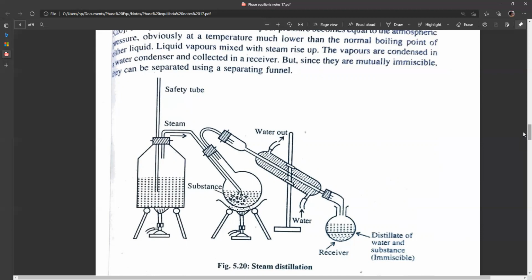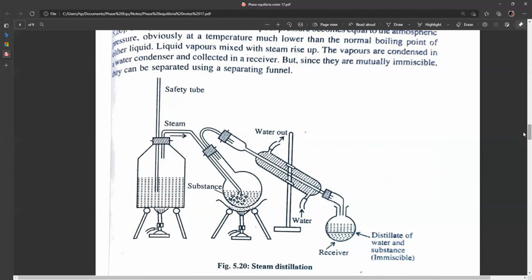The liquid vapors mixed with the steam rise up, and pass through a water cooled tube, a tube which is cooled from outside. These vapors will be cooled when they reach the bottom of the tube, and are collected as liquid in the RB flask kept at the right side of the picture.